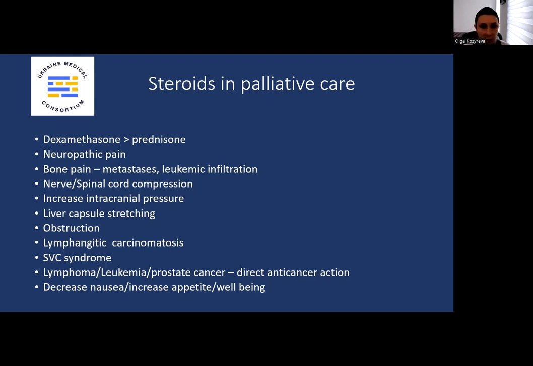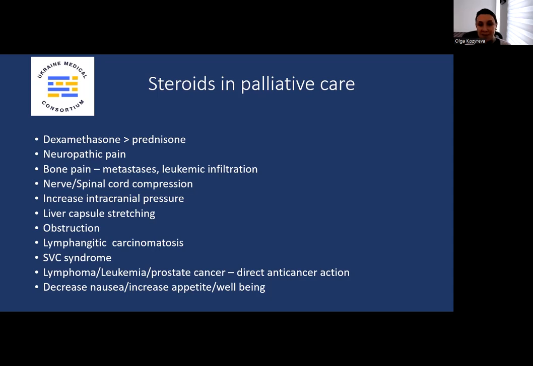If someone presents with superior vena cava syndrome with swelling of the neck and face, we usually start steroids in addition to palliative radiation. We have to remember that steroids have a direct anti-cancer action in certain types of cancer: lymphoma, leukemia, myeloma and plasma cell disorders, and also prostate cancer. They act directly against cancer cells.